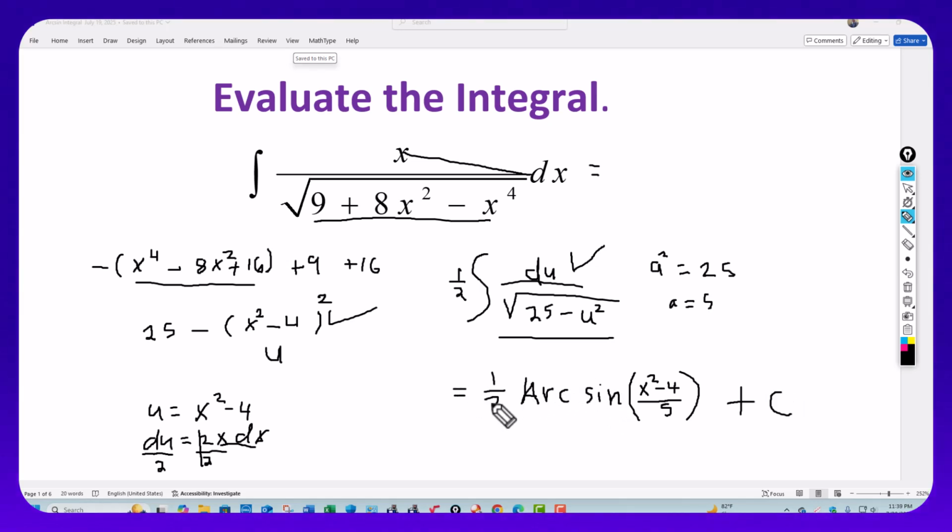Again, keep in mind that this can also be written as inverse sine of x squared minus 4 over 5, but I'm going to leave it this way. The final answer then is 1/2 arcsin of x squared minus 4 over 5, plus the constant of integration.